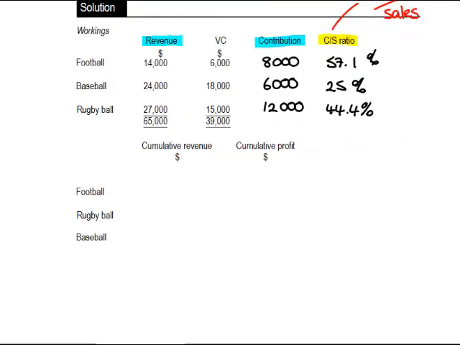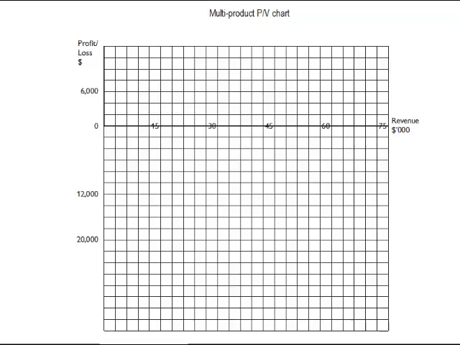So we're going to plot footballs first, followed by rugby balls, and then finally baseballs. And that's the order of their profitability. So down here, we've actually got that reproduced in the order of those rankings. So this time, we're going to actually work out two different things to plot onto our graph: cumulative revenue and cumulative profit. This is the multi-product profit volume chart, you can see that it is slightly different from the break-even one. We've got profit or loss at the side this time on the y-axis, and the x-axis we've got cumulative revenue.